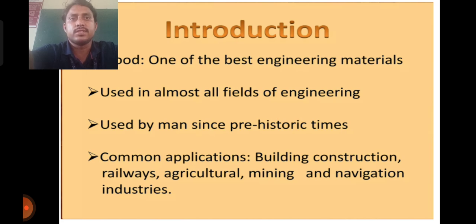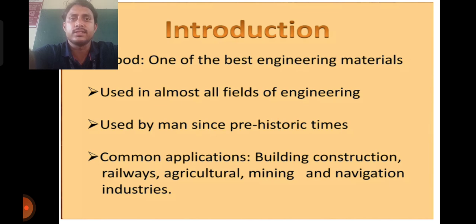Timber structures are made from wood. Wood is one of the best engineering materials nowadays. It is one of the eco-friendly materials used not only in buildings and bridges, but in almost all fields of engineering, and it has been used by man since prehistoric times. So it is not only an advanced method, it was already used in olden days also. So we already discussed the common applications of timber structures.